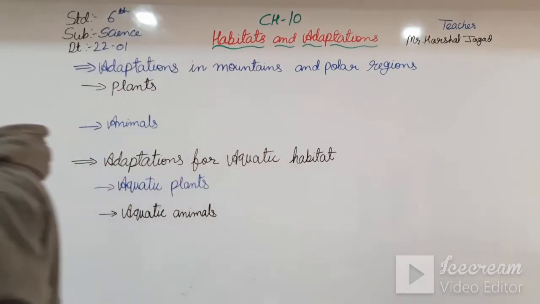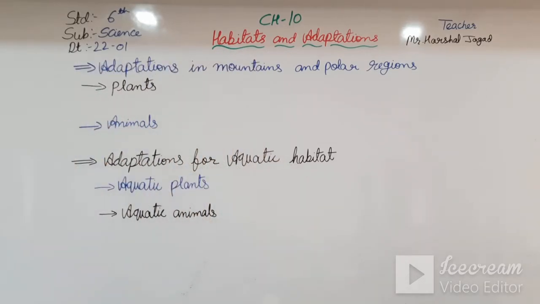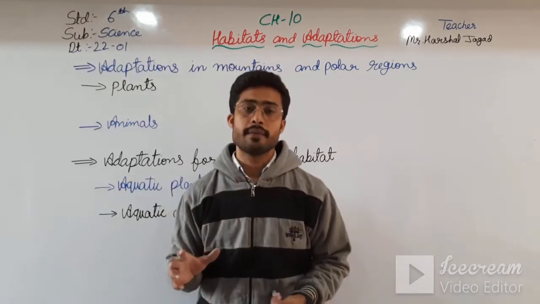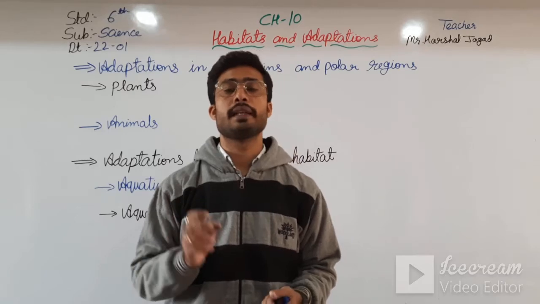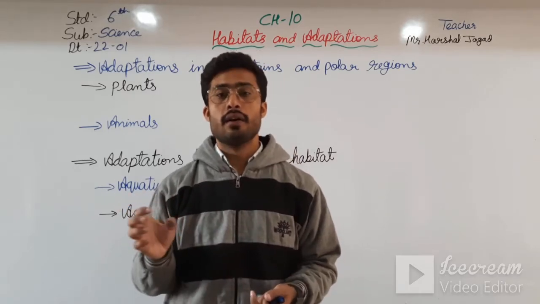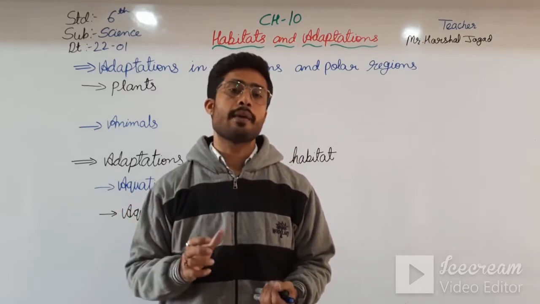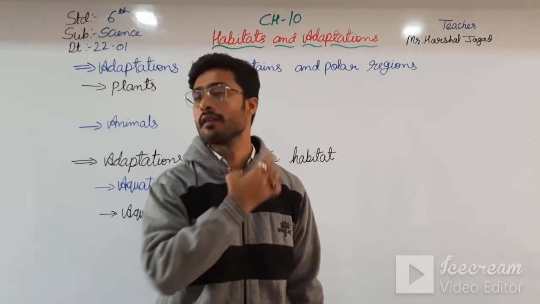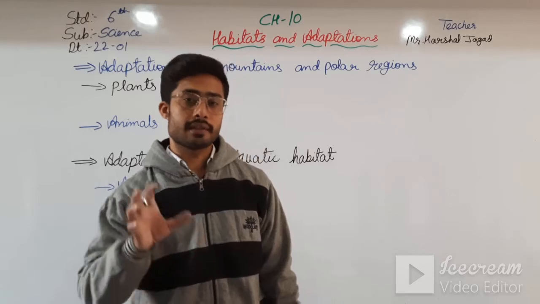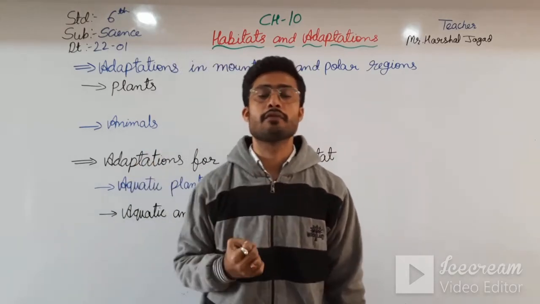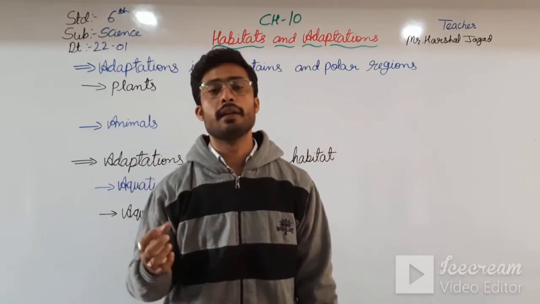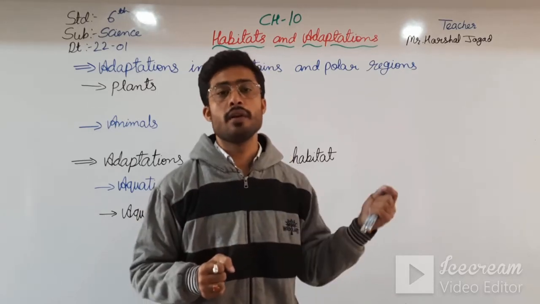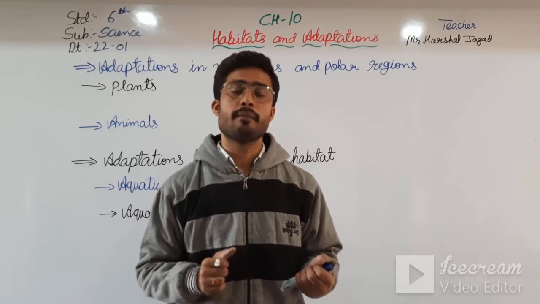Okay, here in the aquatic animals, we know that most of the animals have gills. So what happens? They just take in the water through the mouth, and there are gills. The gills absorb the oxygen from the water and provide it to the body, and then the water is removed from their body.